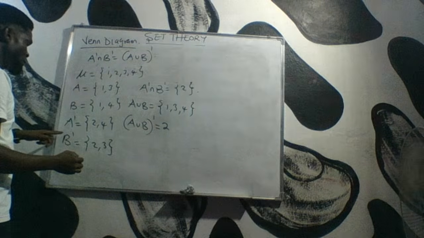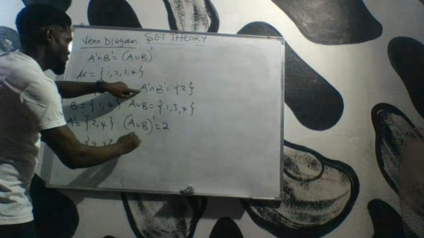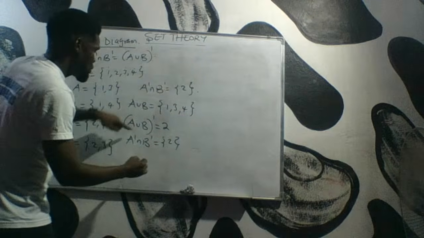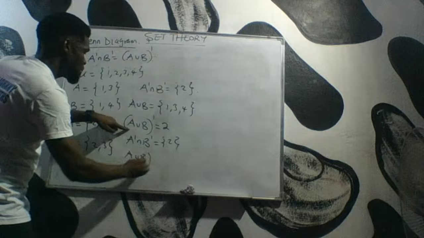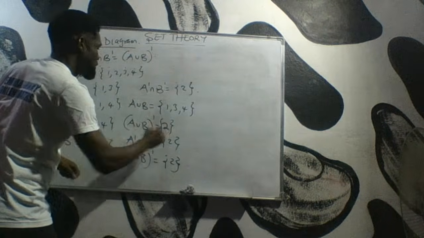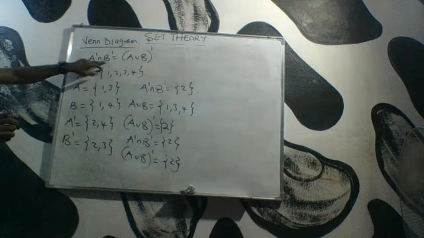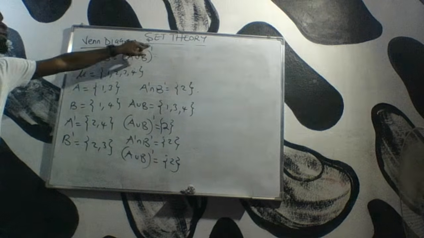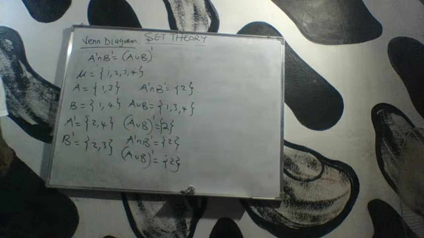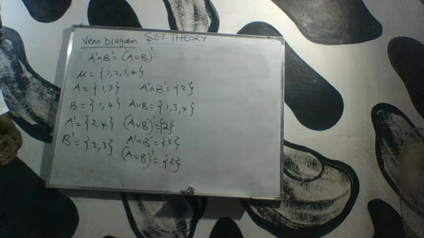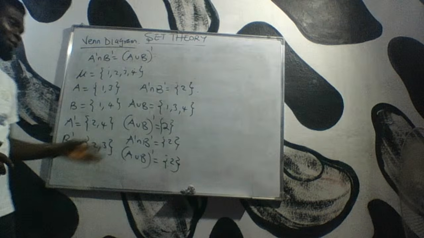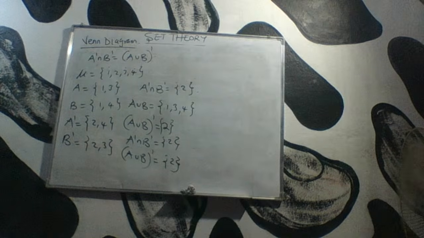So you can see that A prime intersection B prime is equal to 2, and A union B prime is also equal to 2. So you can see that A prime intersection B prime is equal to A union B all prime. And that is what we call De Morgan's law in algebraic laws of sets, which is not within the scope of JAMB. Okay, so I believe that person has learned something.